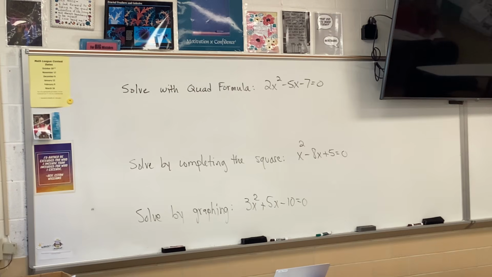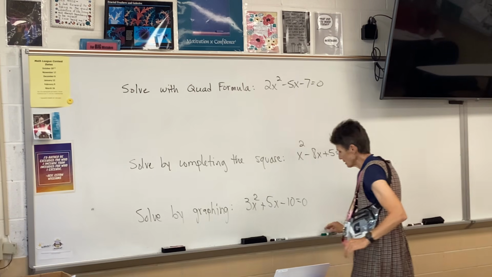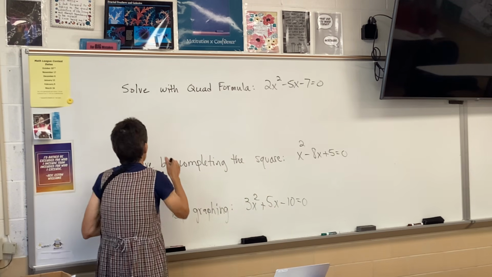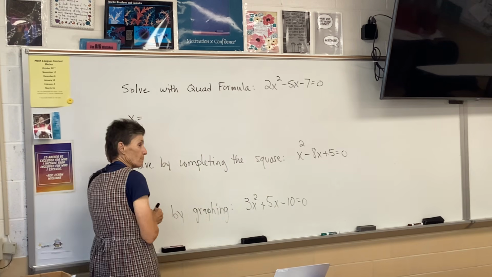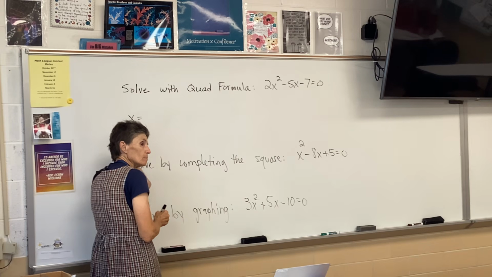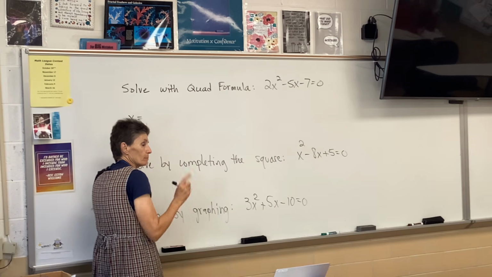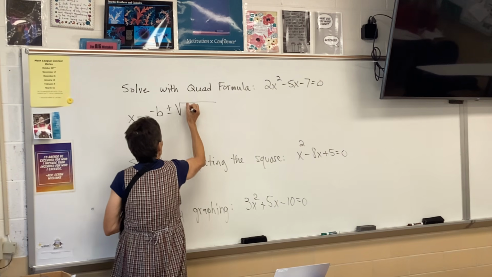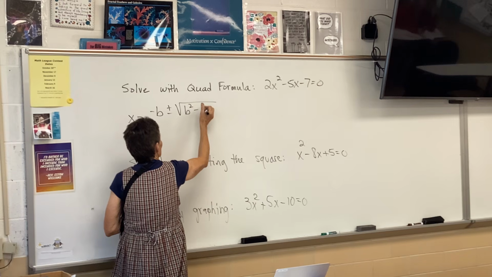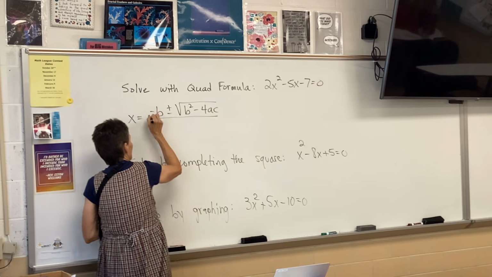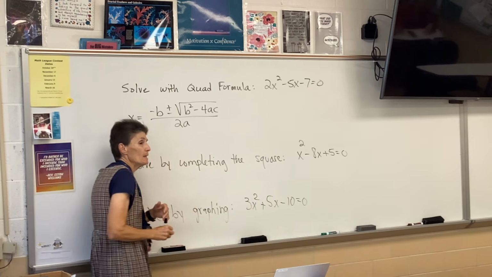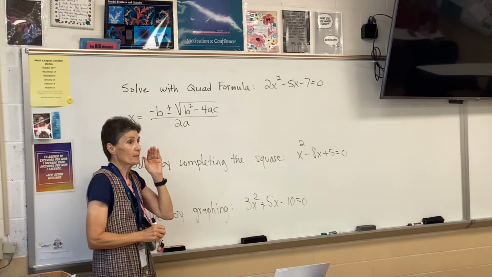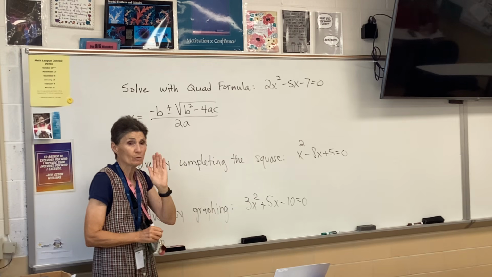All right, let's look at the first one. Did everybody get the first one, the quadratic formula problem? Who can tell me the quadratic formula? X equals what? Alex? Negative b plus or minus square root of b squared minus 4ac, over 2a. Yes. Now, when we do the quadratic formula, the equation has to be set equal to 0.